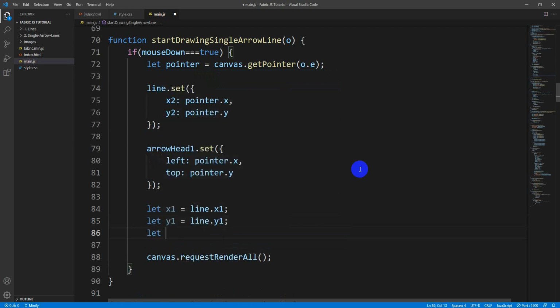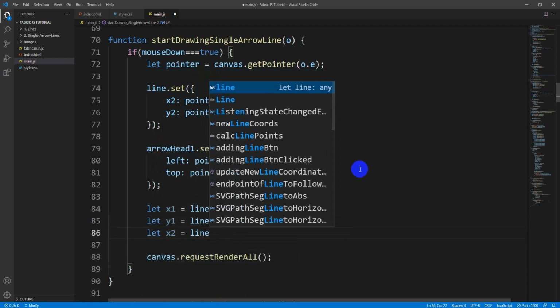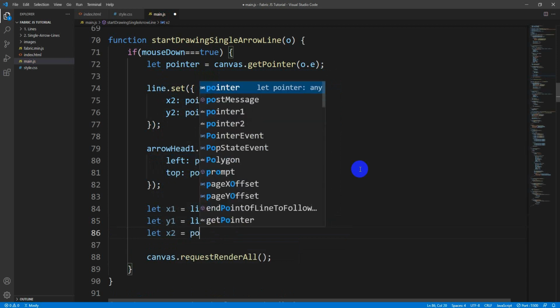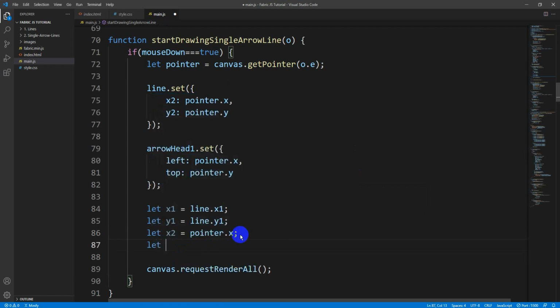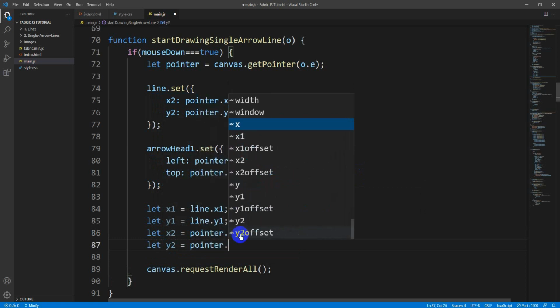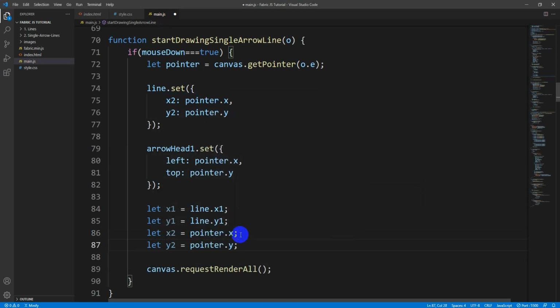And let x2 equal, for this case, pointer.x. No more line, because the x1 and y1 are fixed. They don't change, but the x2 coordinate changes according to where the cursor is. The same thing for the y2: let y2 equal pointer.y. So now we have this.